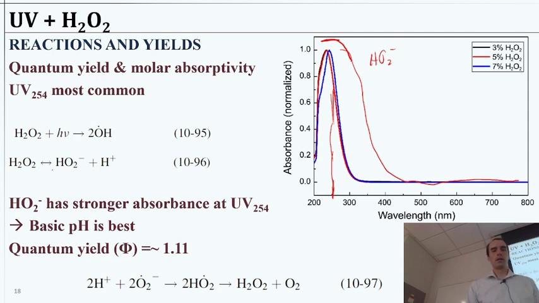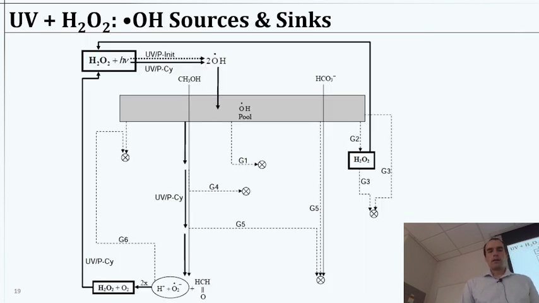And in the case of this guy, we wouldn't expect to. Okay, we can take a look at the sources and sinks for peroxide photolysis. If we have some peroxide plus UV generating hydroxyl radicals, we have then some pool of hydroxyl radicals, then we could take a look at how reactions go from there, right?